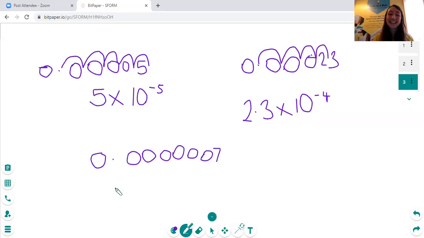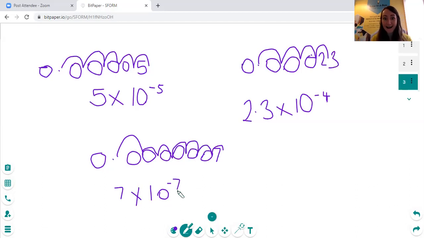0.0000007 in standard form would become 7 times 10 to the power of 1, 2, 3, 4, 5, 6, 7. And remember, because it's a decimal, it's minus 7. So it becomes 7 times 10 to the power of minus 7.